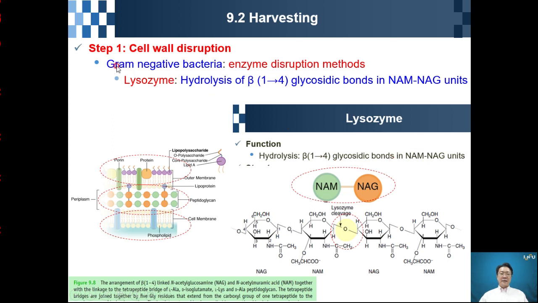So in the case of gram-negative bacteria, we always apply lysozyme. Lysozyme can hydrolyze the beta 1,4 glycosidic bond in the NAM-NAG unit. We can use lysozyme because gram-negative bacteria have only a very thin peptidoglycan layer. However, gram-positive bacteria have a very thick peptidoglycan layer, so we cannot use the enzyme method. We have to use the mechanical method.